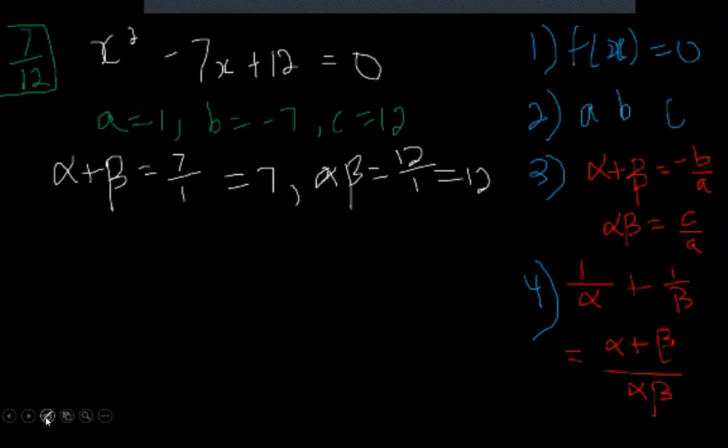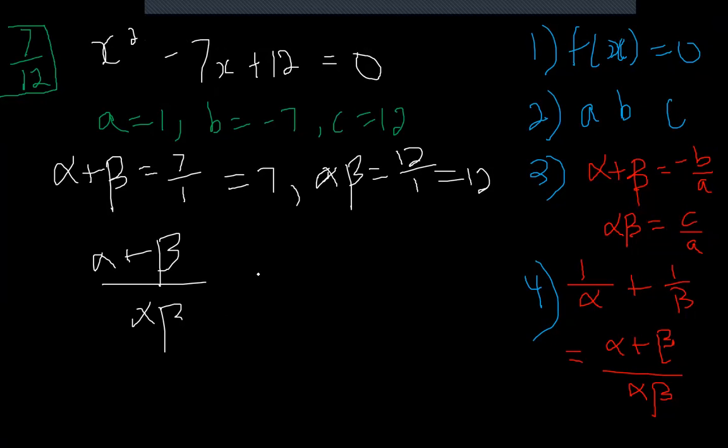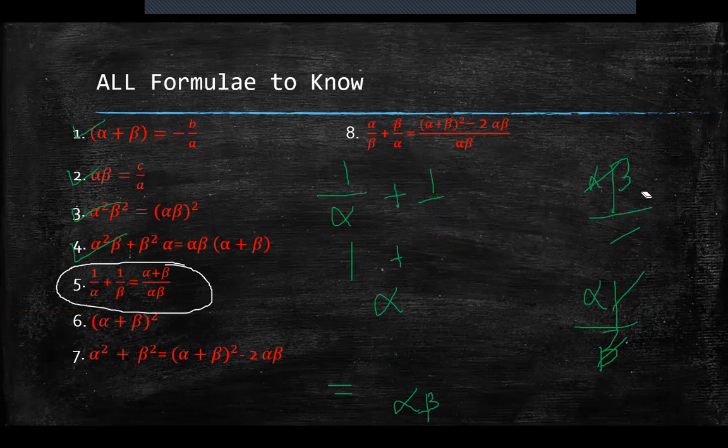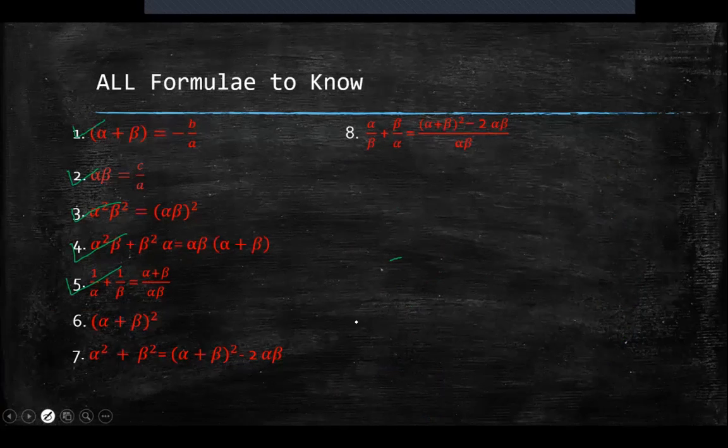Step 4. We're going to find 1 on alpha plus 1 on beta. And we know that's the same as alpha plus beta on alpha beta. Alpha plus beta is 7 and alpha beta is 12, and that's how we ended up with 7 twelfths. Okay, so we finished 1 to 5 already.